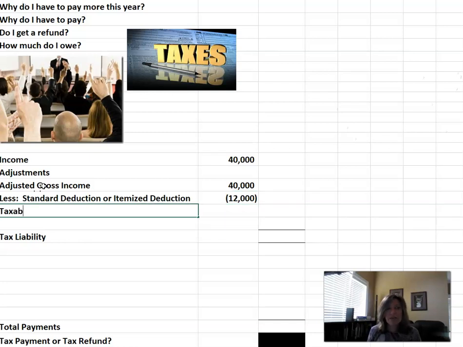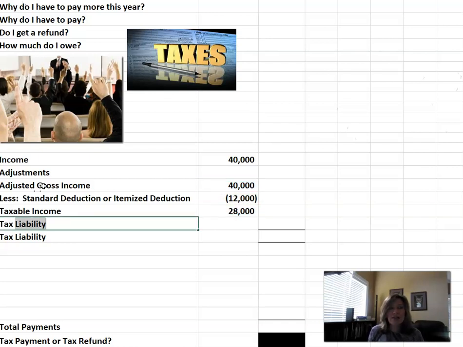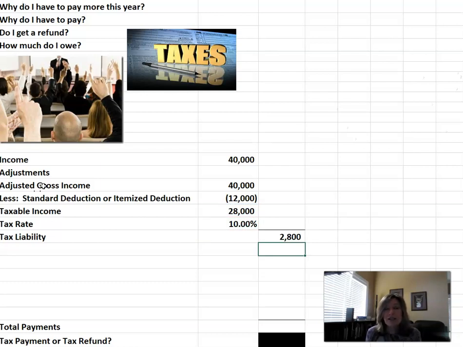That gets us to our taxable income. So it would be your adjusted gross income less the standard or itemized deductions. That's your taxable income. Then you would apply your tax rate, and there are tables that can do that for you, but let's just assume a 10% approximate rate. So you'll say your taxable income times your tax rate, and that's going to get you to your tax liability. We're getting a lot closer now because that's the total amount that we owe.